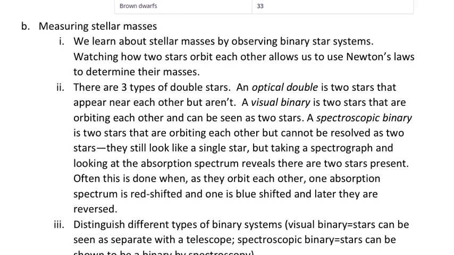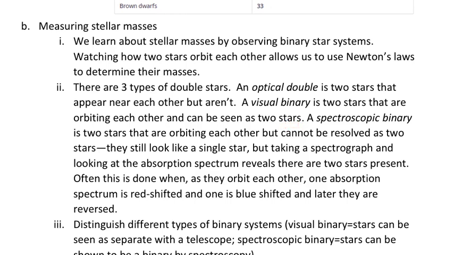There are three types of double stars, of binary systems. I guess I should say double stars. An optical double is two stars that just appear to be near each other because they're along the same line of sight, but they're not necessarily, one could be much farther away. You'd almost call that an optical illusion. That's why it's called an optical double. A visual binary is two stars that are orbiting each other that can be seen as two stars. I'll modify that in just a second.